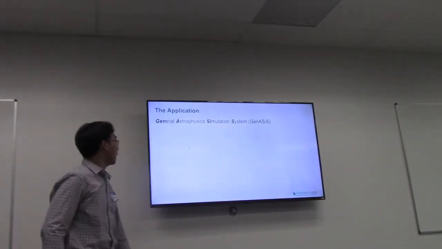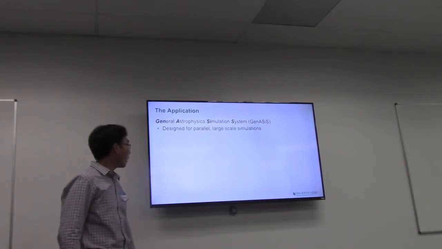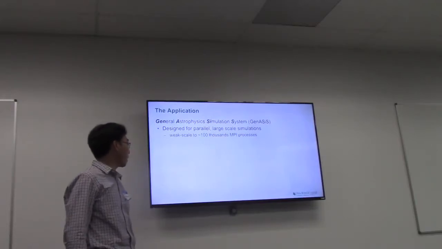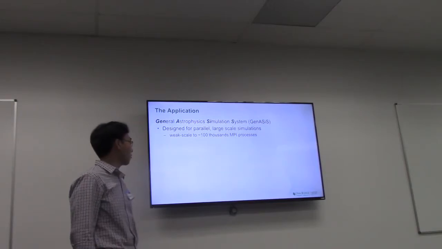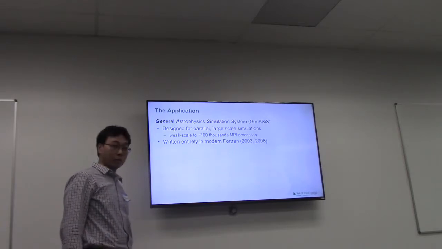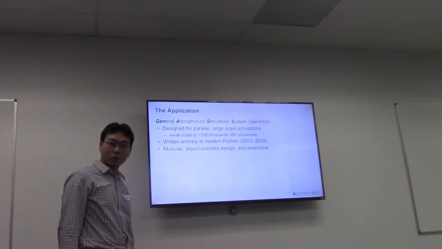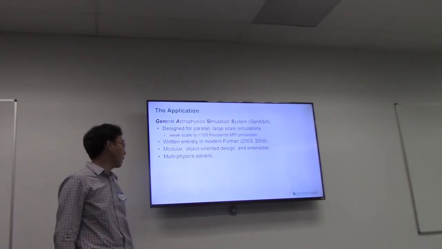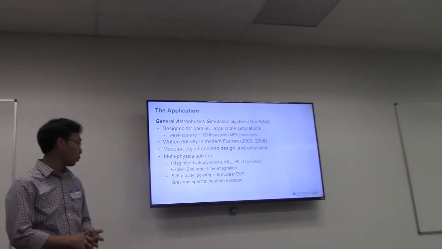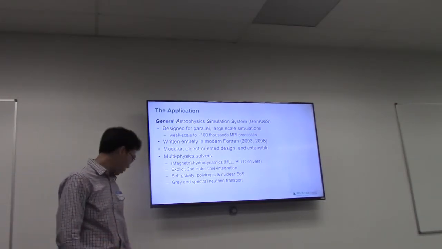So let me talk a little bit about the application. It stands for General Astrophysics Simulation System, and we designed it for running parallel large-scale simulations, and we have scaled to hundreds of thousands of MPI processes in the past. It's written entirely in modern Fortran 2003 and 2008. We designed it to be modular, object-oriented, and extensible. We have multiple physics solvers as required to do a lot of the astrophysics simulation. Core-collapse supernovae are our target application at this point.